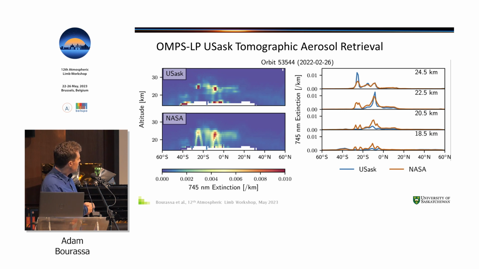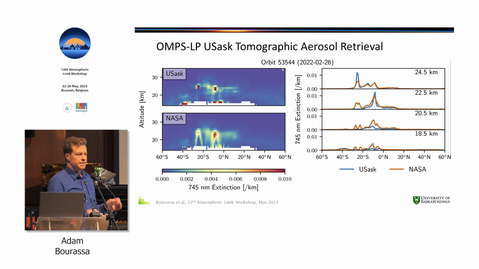So this is one orbit of ALTIUS data from 60 south to 60 north. This is altitude. And what I'm showing here in the color scale is the retrieved extinction. And this is the tomographic retrieval algorithm we've done at USask compared to the baseline NASA retrieval. And what you can see is where there's localized aerosol in the stratosphere, if you do a classical one-dimensional retrieval, you get this kind of U-shaped artifact, right?